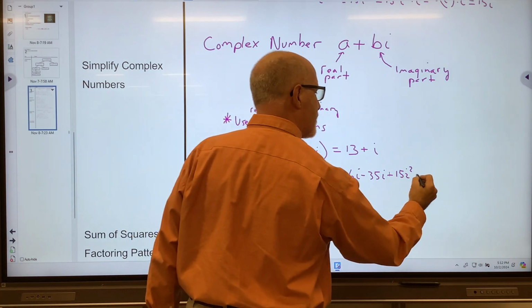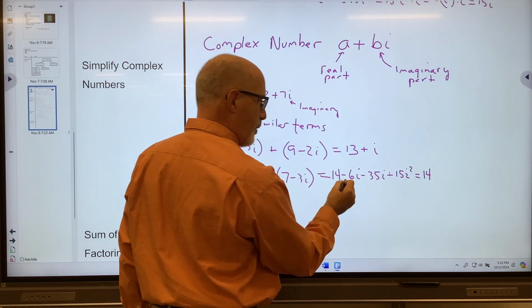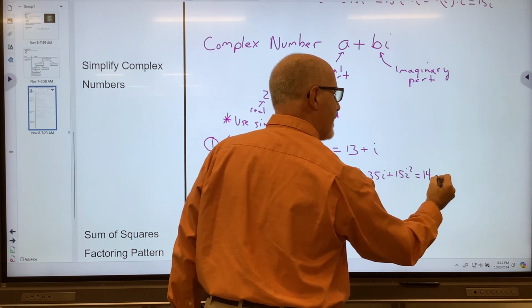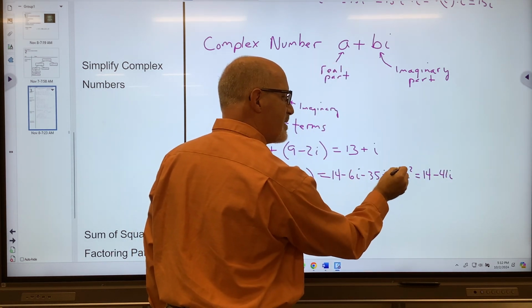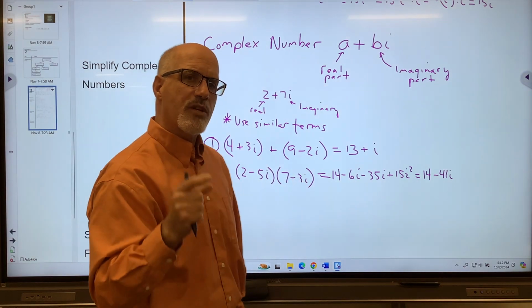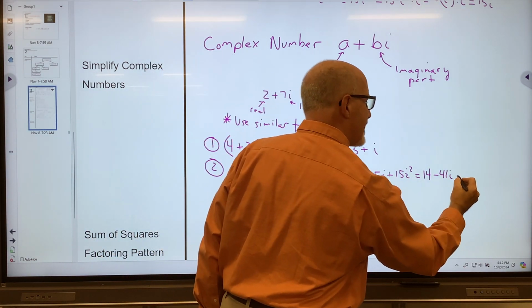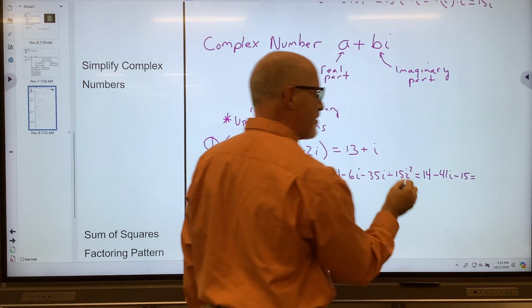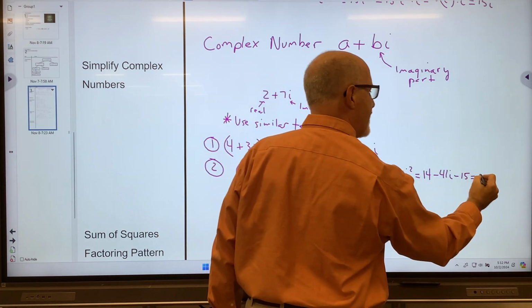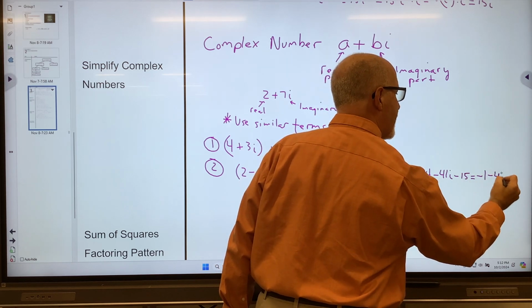Let's combine like terms and simplify. 14, we have minus 41i. Now here, what is i squared? i squared is equal to negative 1. What's negative 1 times 15? It's a negative 15. So what you get as a final answer is 14 minus 15 is negative 1, and then minus the 41i.